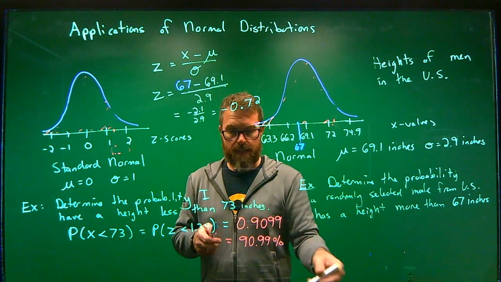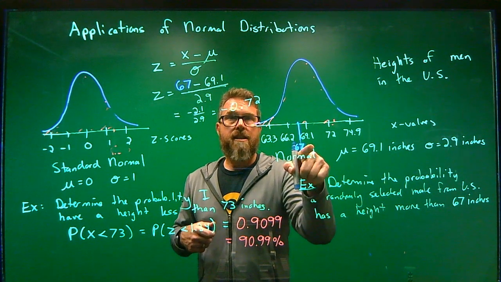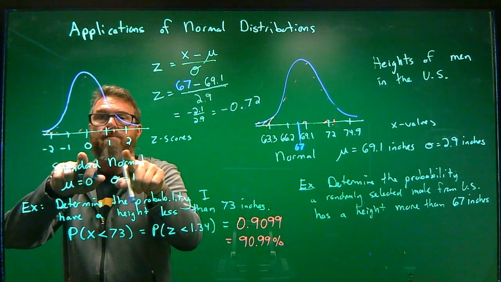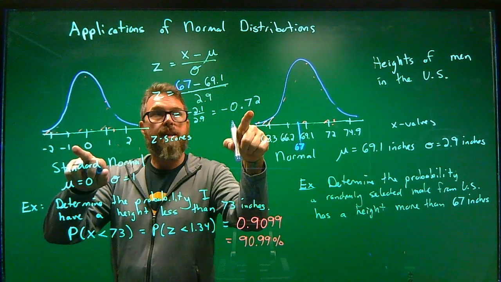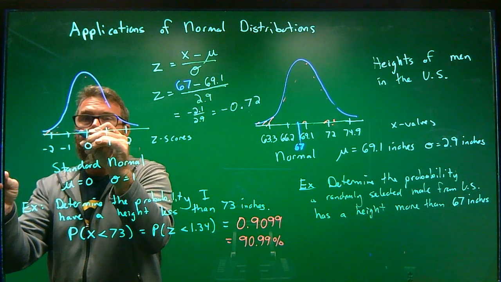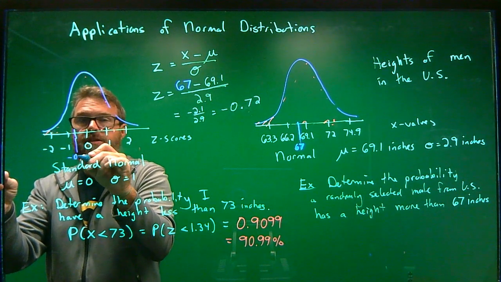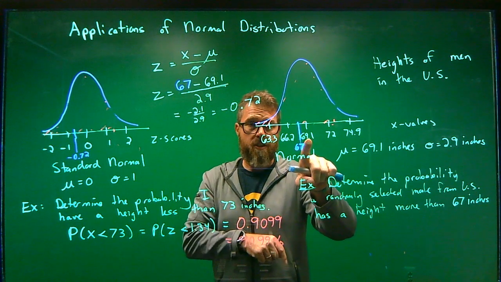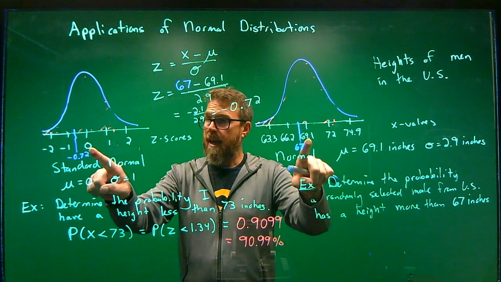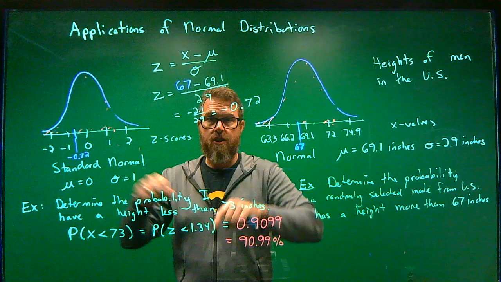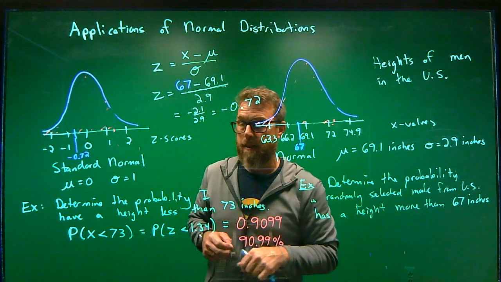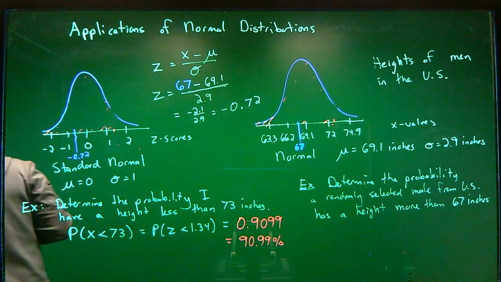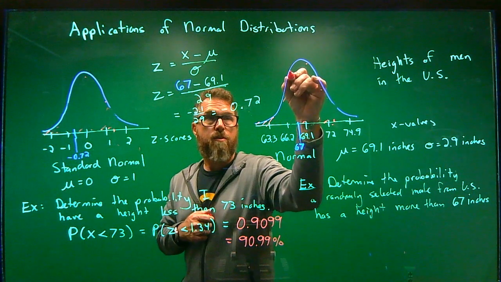So that means this 67 over here for the heights of men is going to map to this negative 0.72, which is going to be about right here. So this is negative 0.72, and we can see that this is looking good. This is the mean, and this is between one standard deviation below the mean, so it's exactly where I expect it. So now I have to look at that negative 0.72, because what I'm looking for is this particular area.